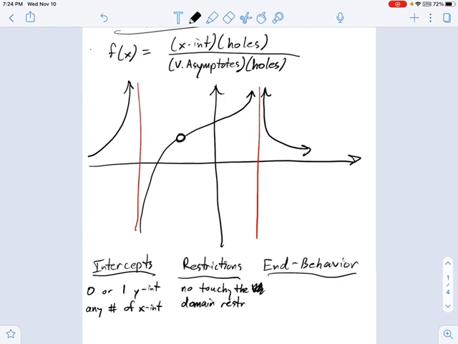Okay, we will never touch a domain restriction with the function. You're not going to have x-intercepts on the domain restrictions. You're not going to have y-intercepts on the domain restrictions. Your function will never be on those things because they are, by definition, restrictions.